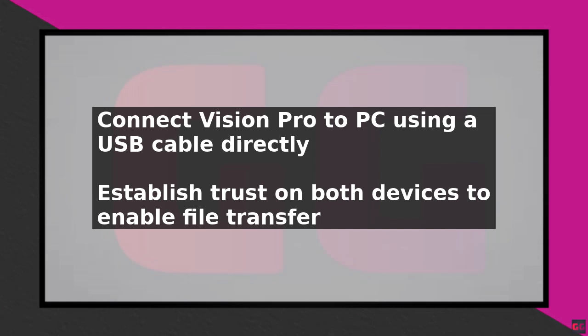You can also use the Vision Pro as a modem to share its internet connection with your PC. To do this, go to the Settings application on your Vision Pro. Select the cellular or Wi-Fi option, and then select the personal hotspot option.